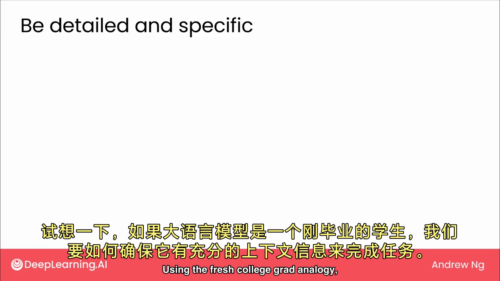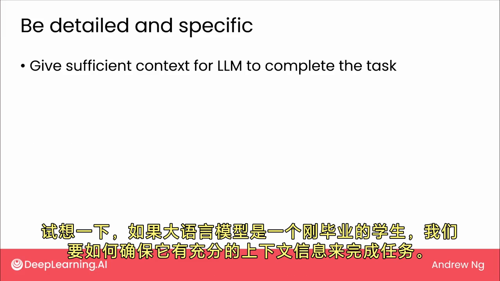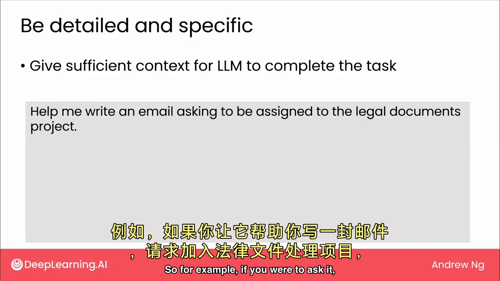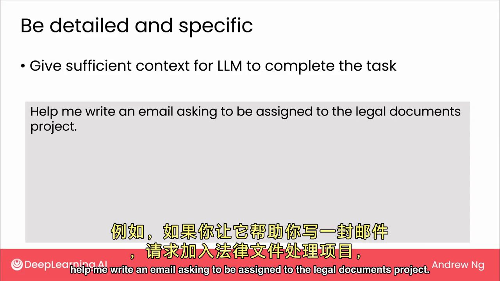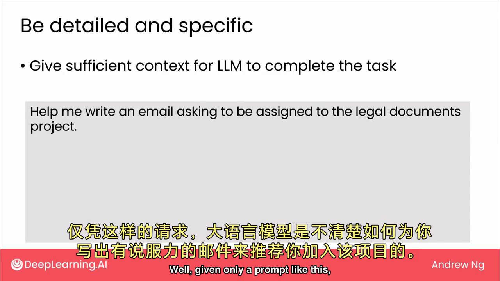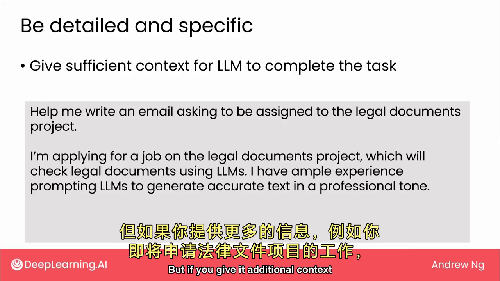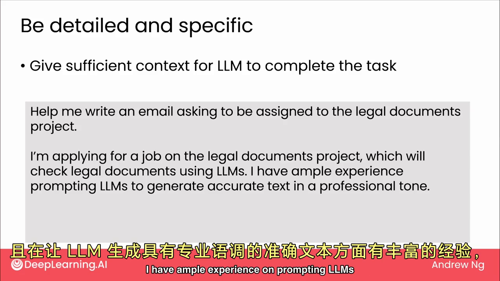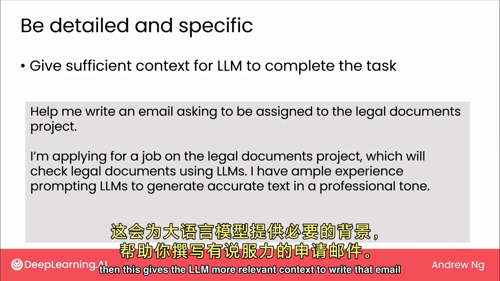Using the fresh college grad analogy, I would often think about how to make sure the LLM has sufficient context or sufficient background information to complete the task. So for example, if you were to ask it, help me write an email asking to be assigned to the legal documents project. Well, given only a prompt like this, an LLM doesn't really know how to write a compelling case to advocate for you to be assigned to that project. But if you give it additional context, such as, I'm applying for a job in the legal documents project, we check legal documents, I have ample experience on prompting LLMs to get accurate text and professional tone, then this gives the LLM more relevant context to write that email to help you ask to be assigned to the project.